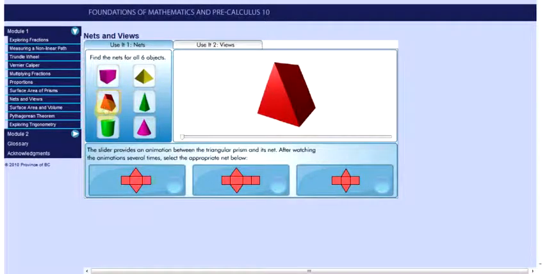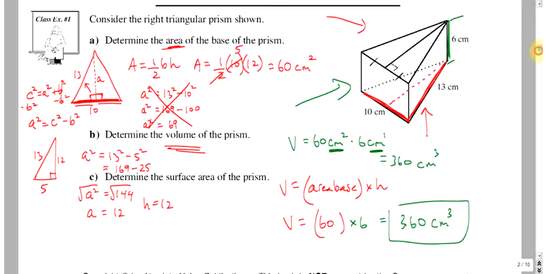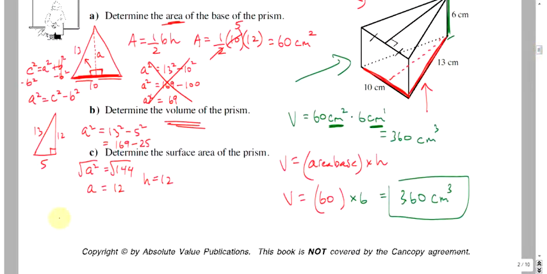A picture is worth 1,000 words. If I split that guy up and make a net, I have 1, 2, 3, 4, 5 pieces. Some of these pieces are the same size, right? That's something to think about. That might be helpful, okay?